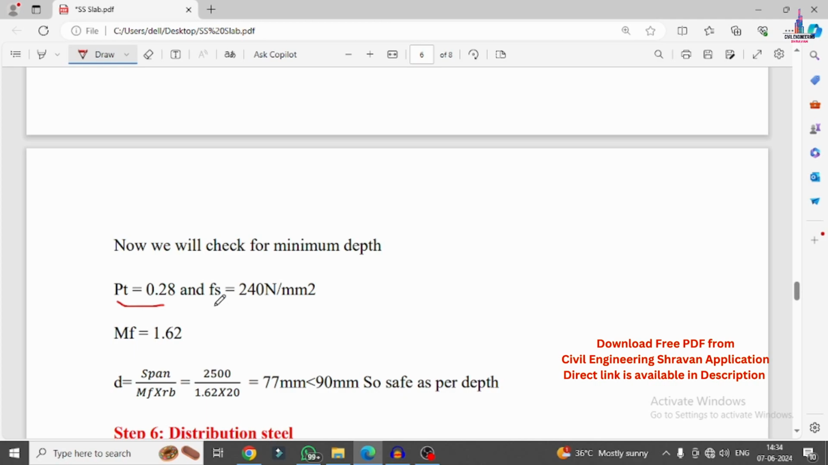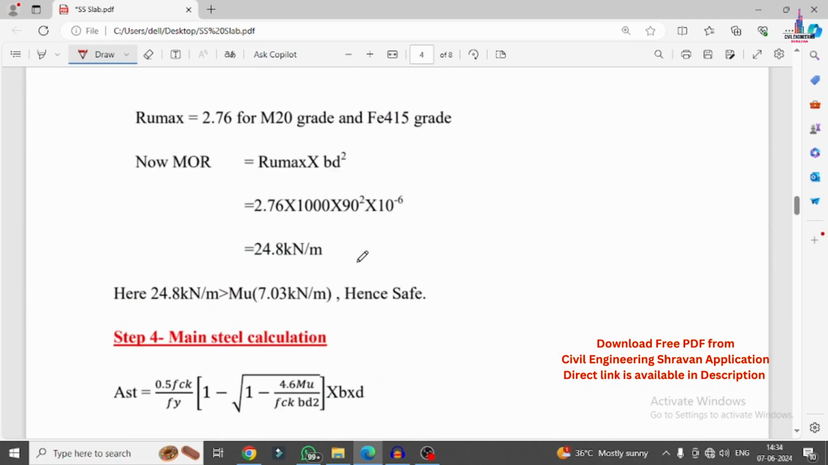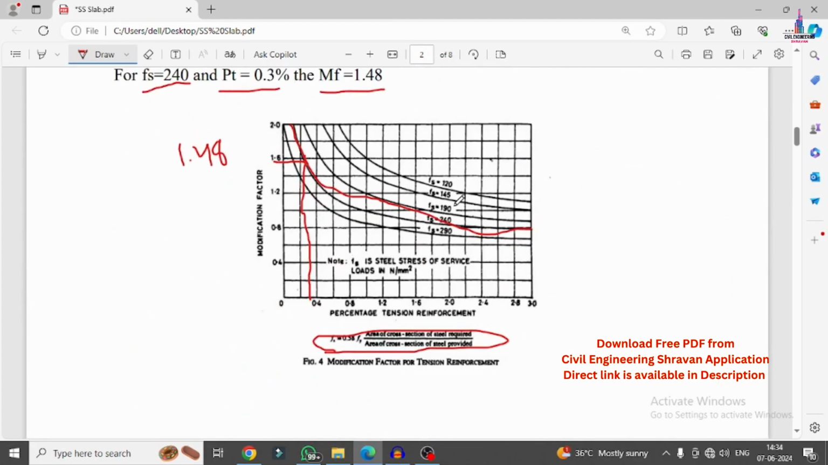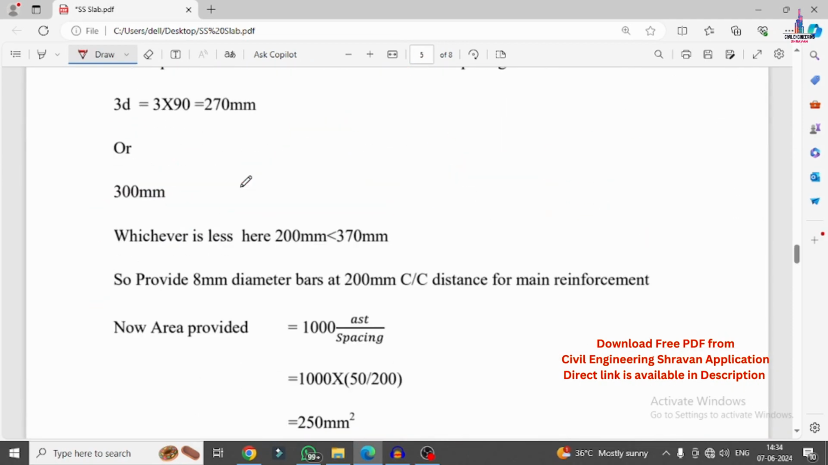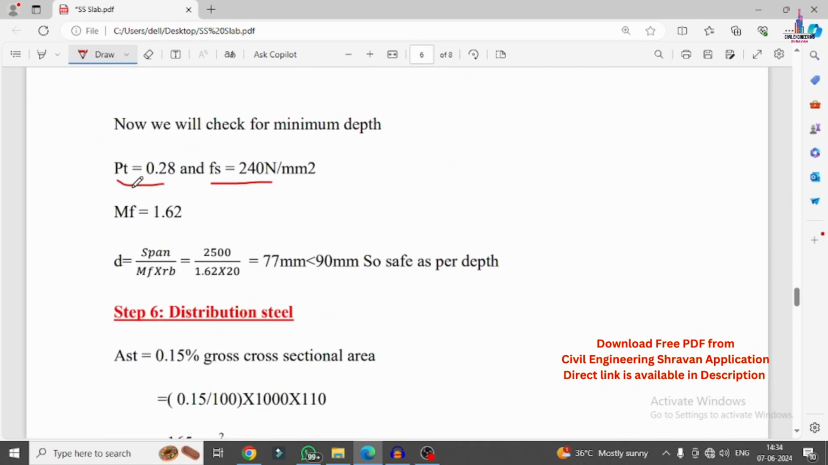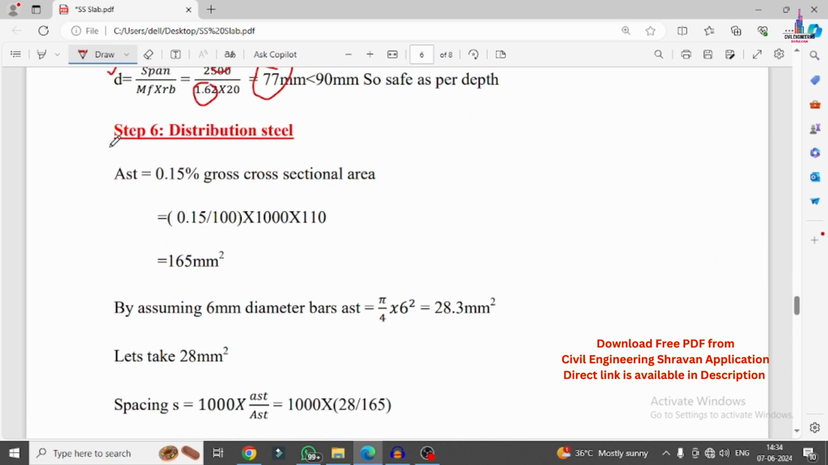Now we have to check for the minimum depth. So PT is 0.28 and Fs is 240. We have to consider this particular curve also, which comes under this PT value. For the 0.28 value, we have to assume the modification factor MF, which is approximately 1.62. Now we check the depth equals span divided by multiplication factor into basic ratio: 2500 divided by 1.62 into 20, which comes to 77. So here the 77 value is less than the 90 mm which we provided. Hence it is safe as per the consideration.